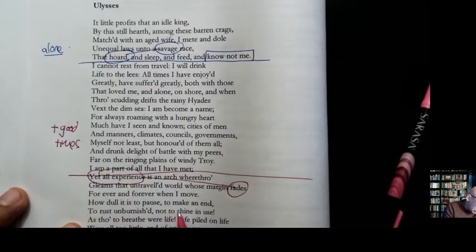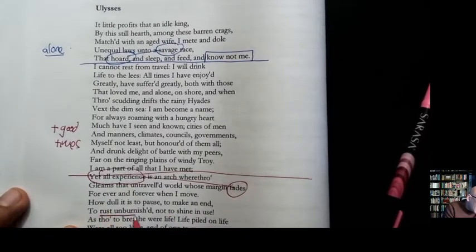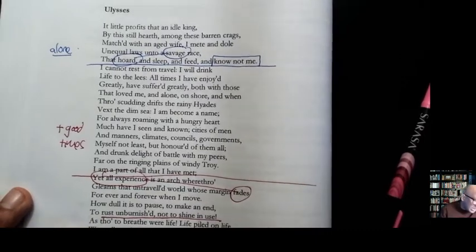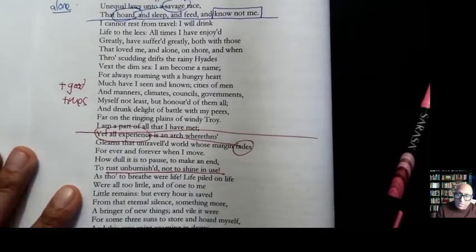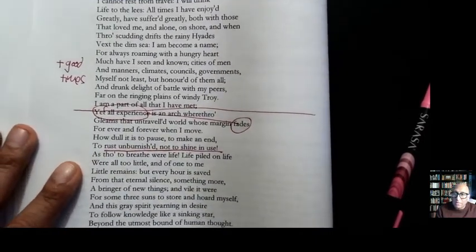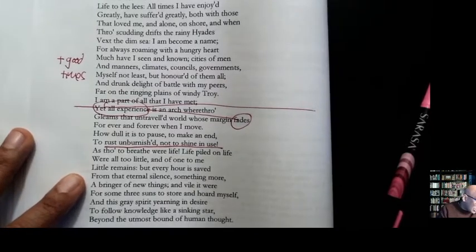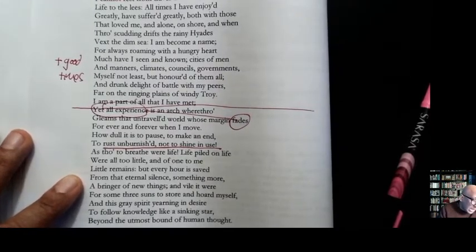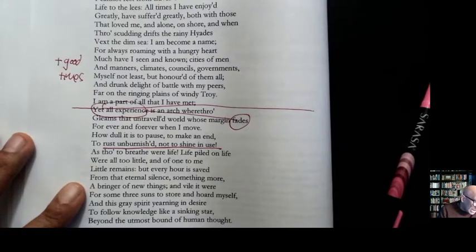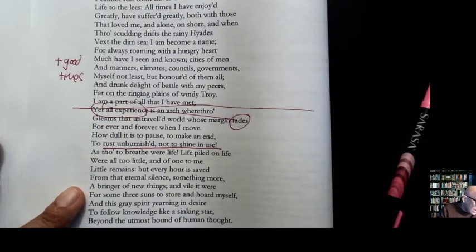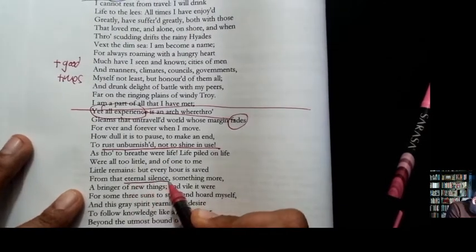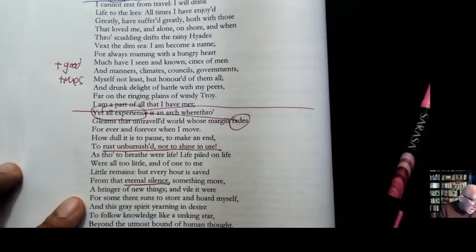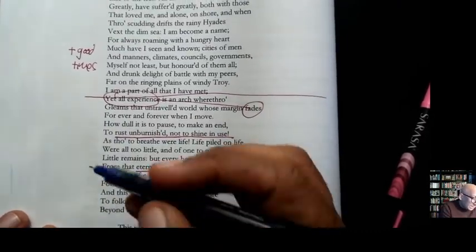How dull it is to pause to make an end, to rust unburnished, not to shine in use, as though to breathe were life. Life piled on life were all too little, and of one to me little remains. But every hour is saved from that eternal silence, something more, a bringer of new things.